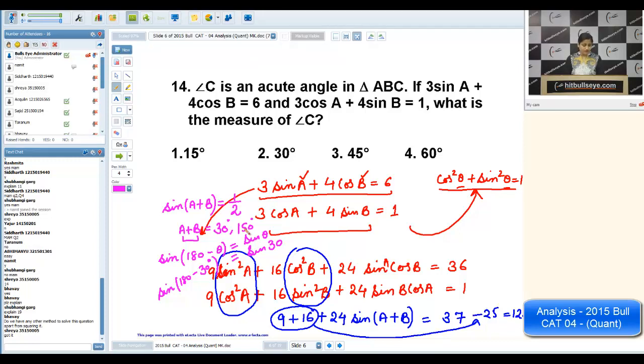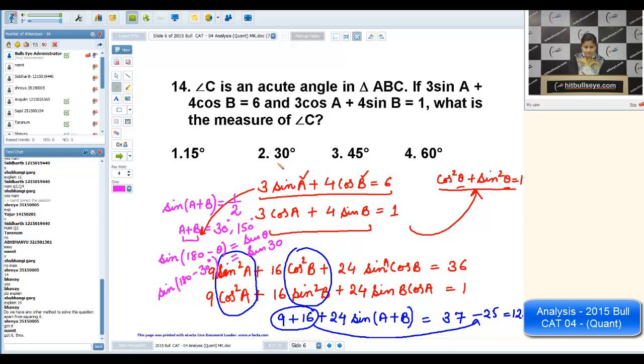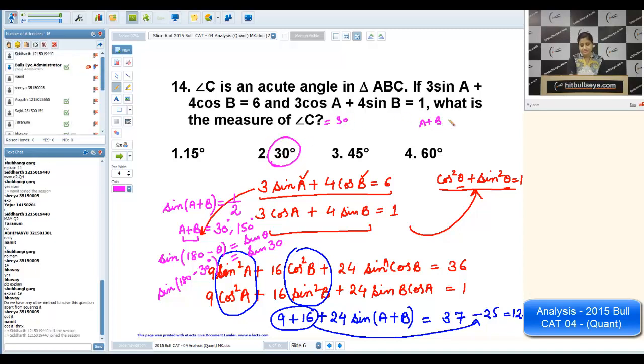You could go by the options as well. Of course, C should be acute. If I take C as 30 degrees, then A plus B will be 150 degrees. The only combination which is easy and whose sine and cosine we know is 90 and 60. That you can try in this question.